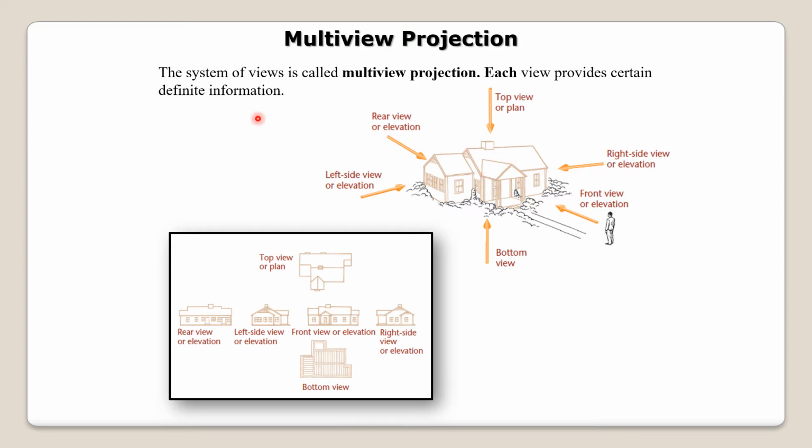Each view is important. For example, top view, front view of the building. Here, front view, right side view of the building, left side of the building, rear side, bottom side.